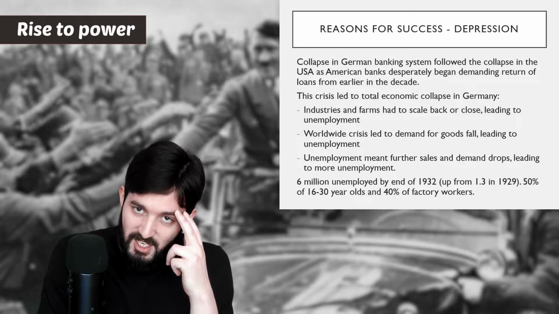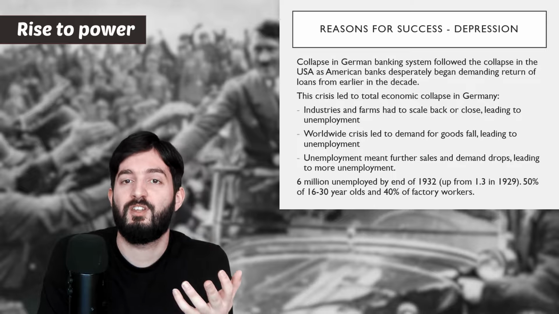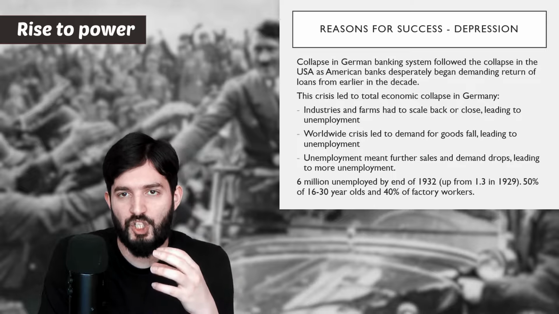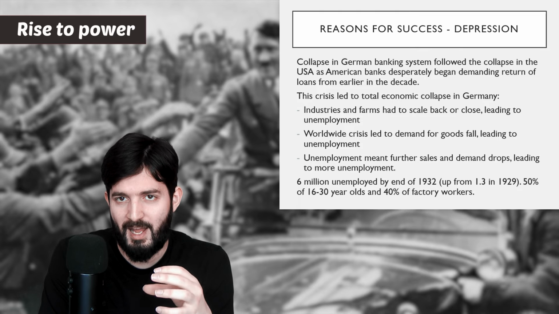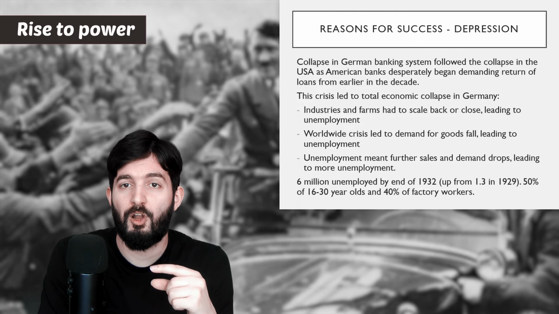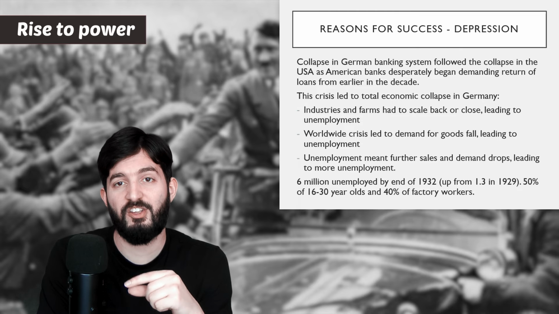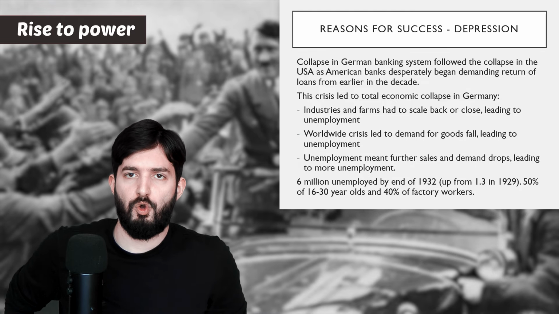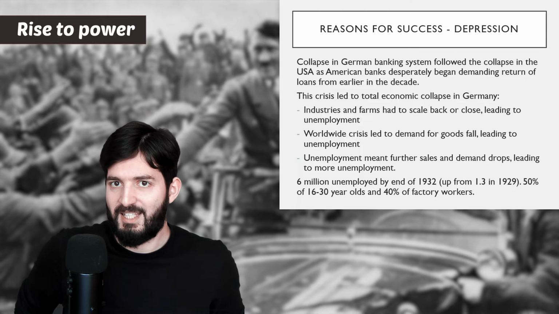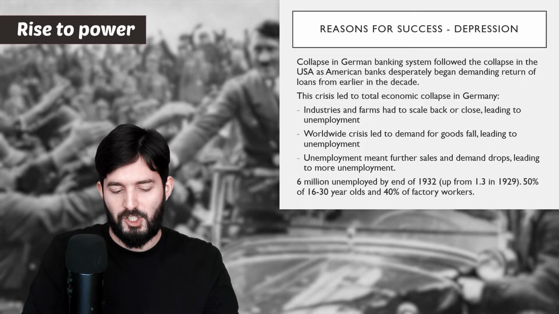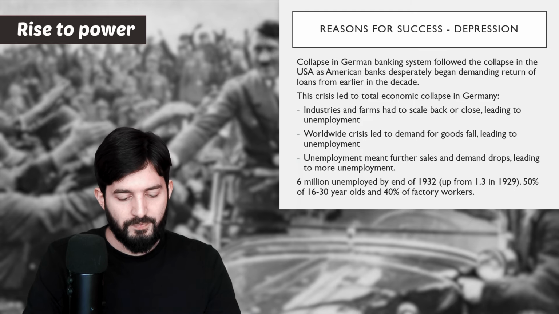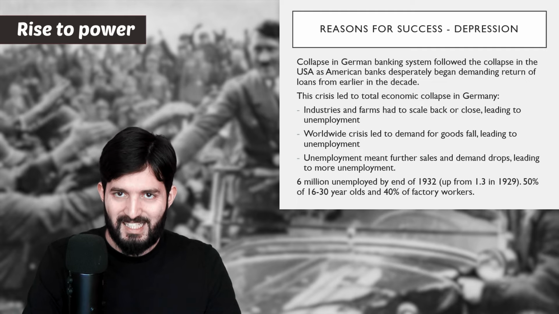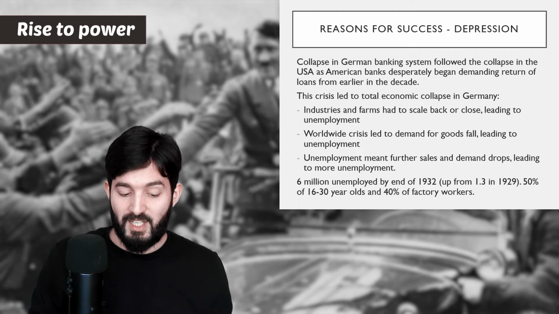Now, which country had taken significant loans? Oh, right, Germany. From the last video, we saw how Germany takes loans after the Dawes Plan, which initially was a good thing, but long-term will hurt Germany because of the Depression. So the American banks start to recall these loans because they're desperate to stop themselves from becoming insolvent and bankrupt. And so this crisis ends up leading to total economic collapse in Germany.